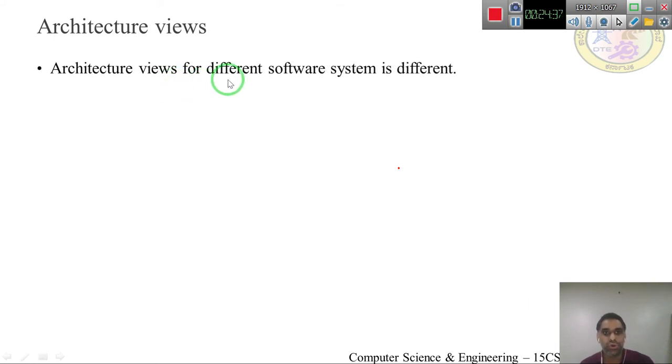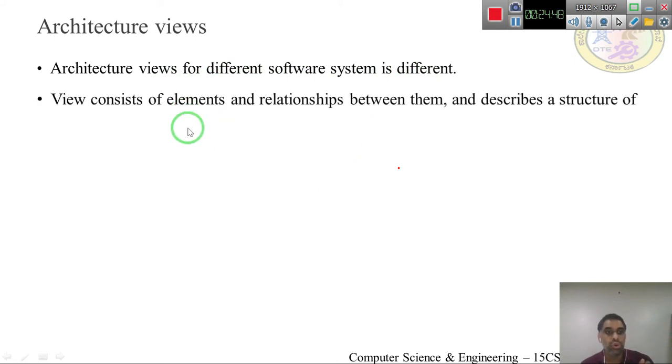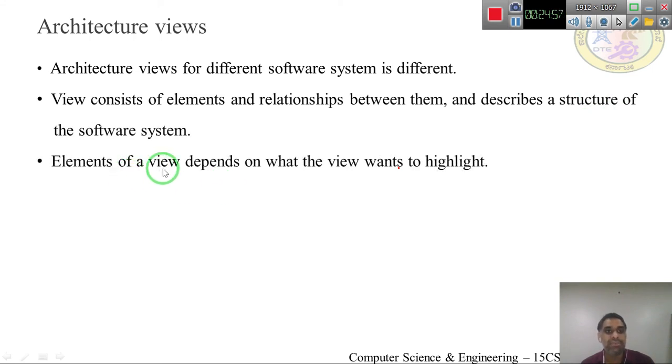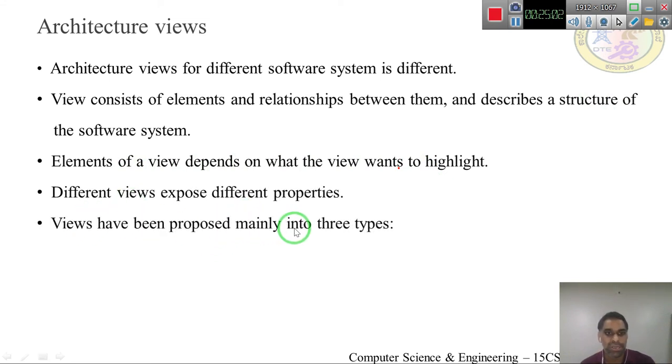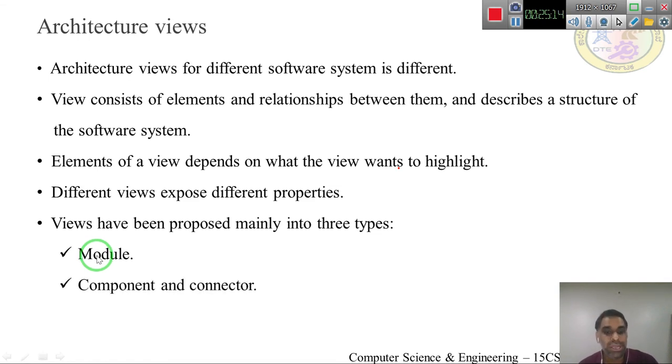Fine. So the architecture view for different software systems would be different. Depending on the broad nature of the elements they show, architectural structure can be largely divided into three groups. So what does the second point say? A view consists of elements and relationships between them and describes the structure of the system. This is clear to us. Then the elements of a view depend on what the view wants to highlight. Different views expose different properties, and that's why views have been proposed mainly in three types. What are they? The first one would be the module view, the second one would be the component and connector view, and the third one would be the allocation view.